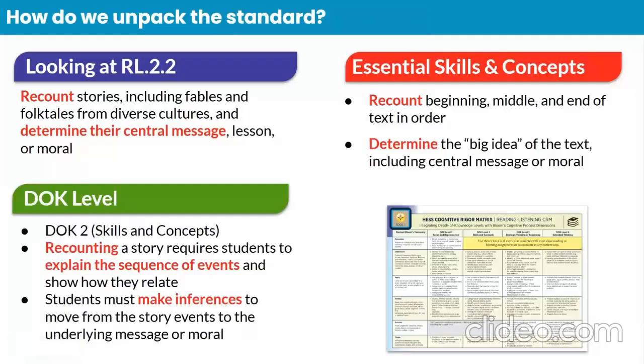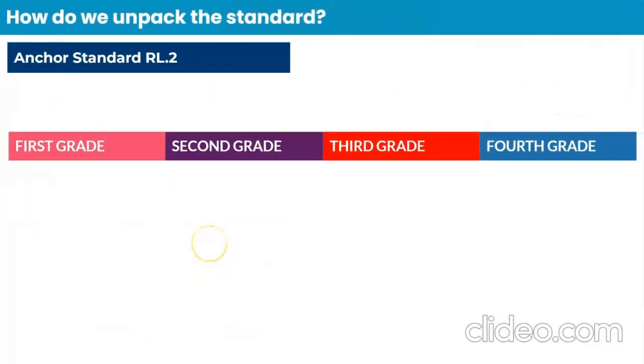Recounting a story requires students to explain the sequence of events and show how they relate. Students must make inferences to move from the story events to the underlying message or moral. Let's dig deeper into Anchor Standard RL2 to see its vertical progression from 1st to 4th grade.